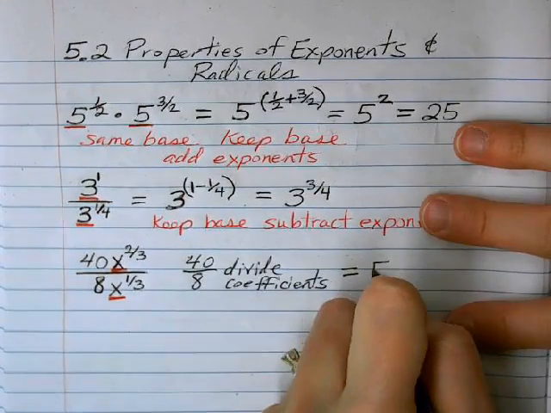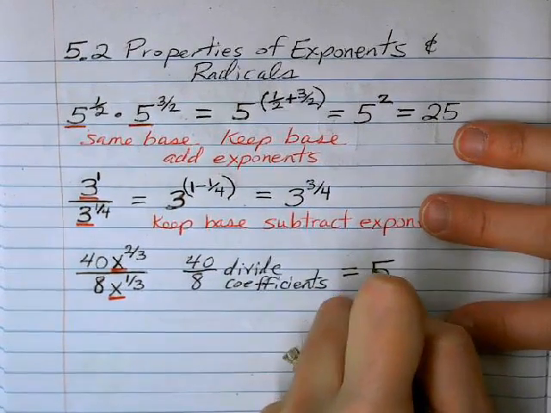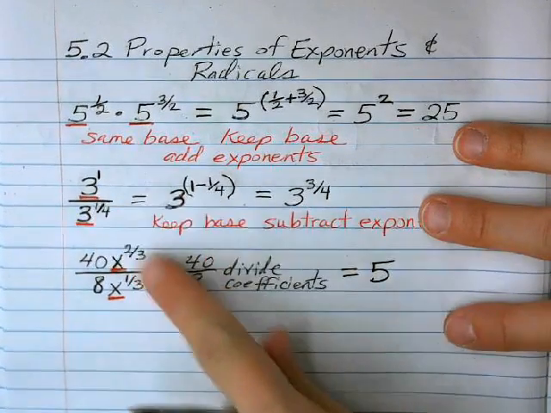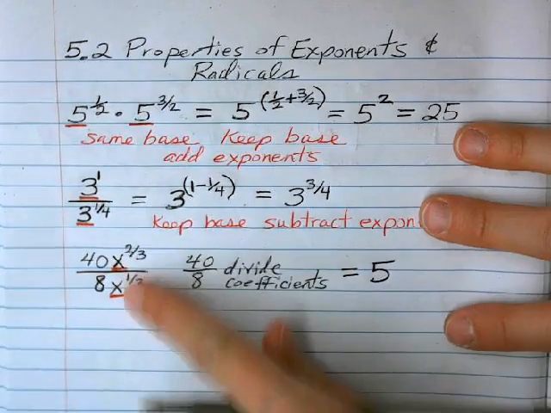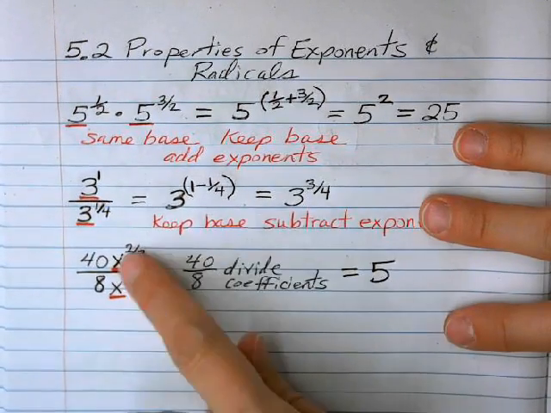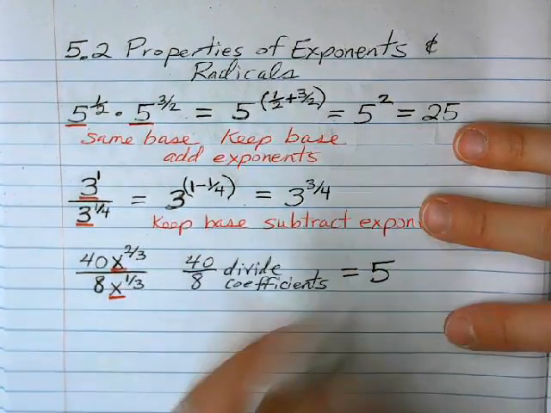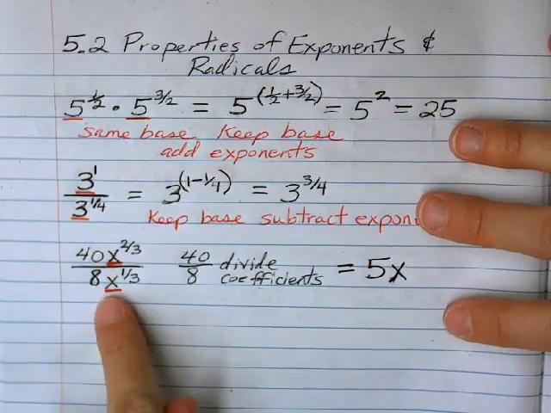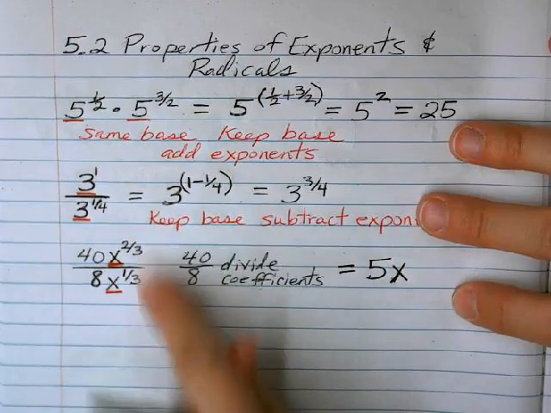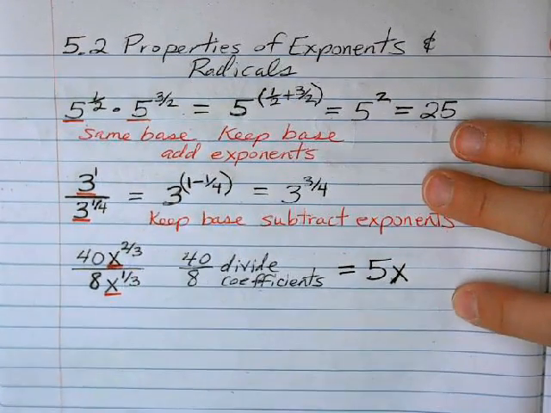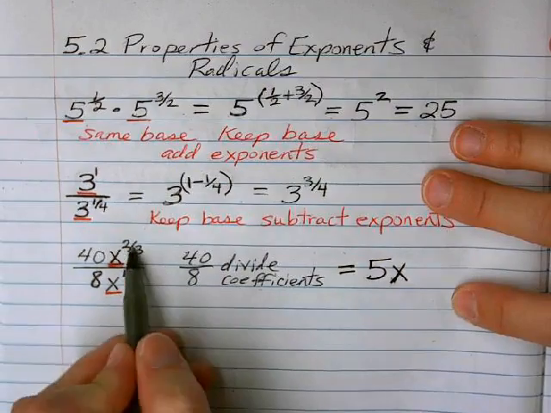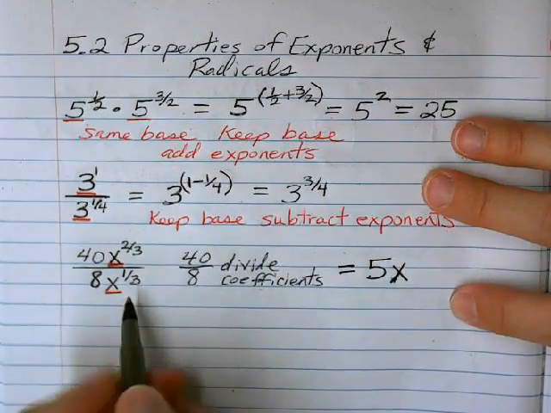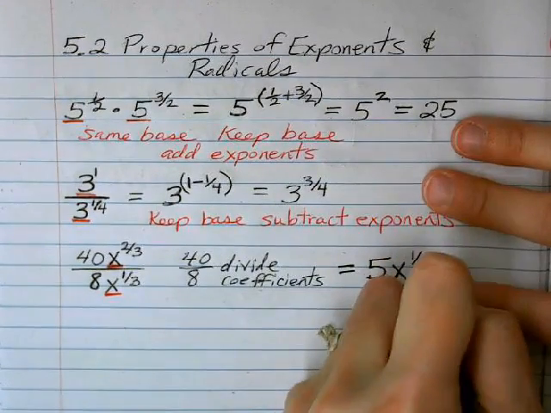5, yep. Okay, so it's 5 if you divide those. Now it's kind of like the one we just did up here. We have the x's. Those are the same base, so it's still going to say x. So you keep the base. You keep the x, but what do you do with these fractions? Yeah, you subtract those exponents. So what's 2/3 minus 1/3? Yeah, it's 1/3. So the answer is 5x to the 1/3.